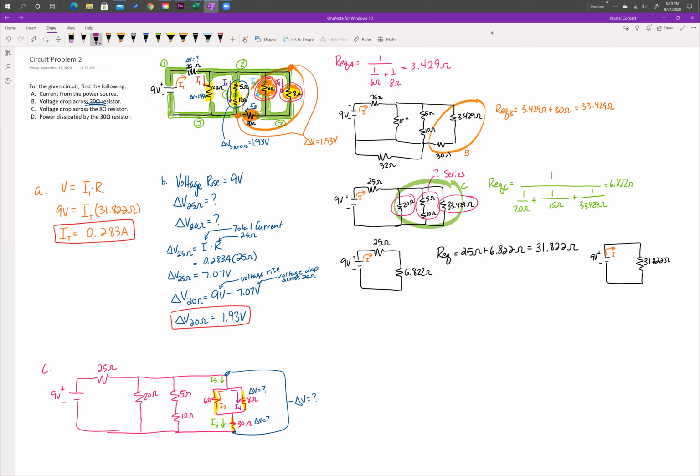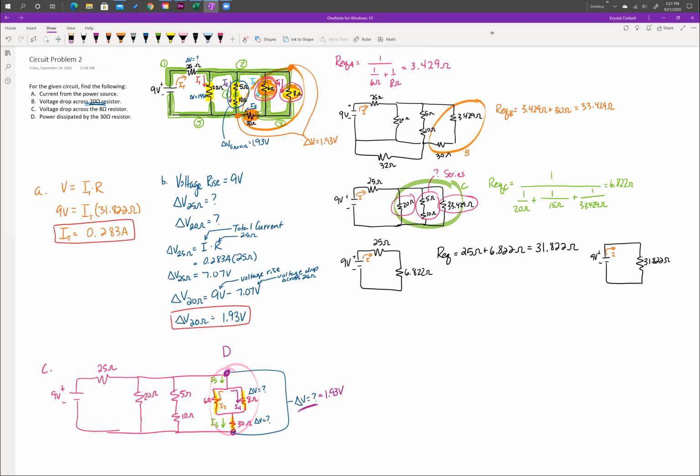There is one piece of information on here that we do know. We know the voltage drop across this entire piece of the circuit. Because this entire section is in parallel with the 5 ohm and 10 ohm and in parallel with that 20 ohm, it has to have the same voltage drop. So that voltage drop has to be equal to 1.93 volts. If we know the total voltage drop across this segment, we'll call it segment D, then we can calculate the total current that passes through that whole segment, I5.